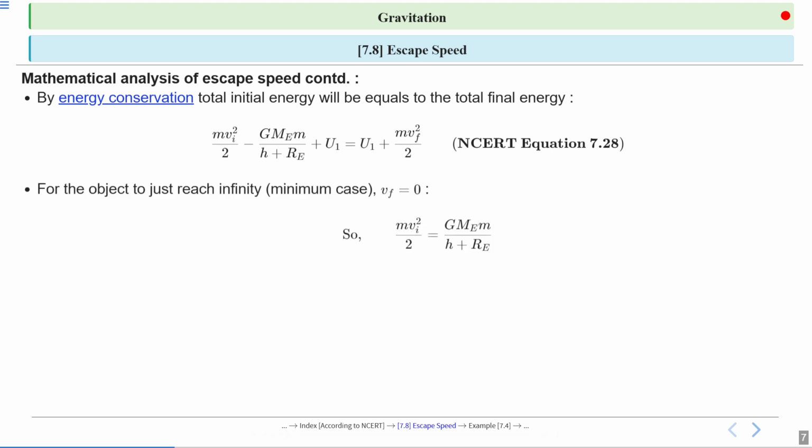Now consider the case where the object just reaches infinity, meaning it has just enough energy to escape Earth's gravity. In this scenario, the final velocity Vf is 0. This simplifies our equation to m vi squared by 2 is equal to G Me m divided by h plus Re. And this tells us that the initial kinetic energy must equal the gravitational potential energy at the starting point for the object to escape.